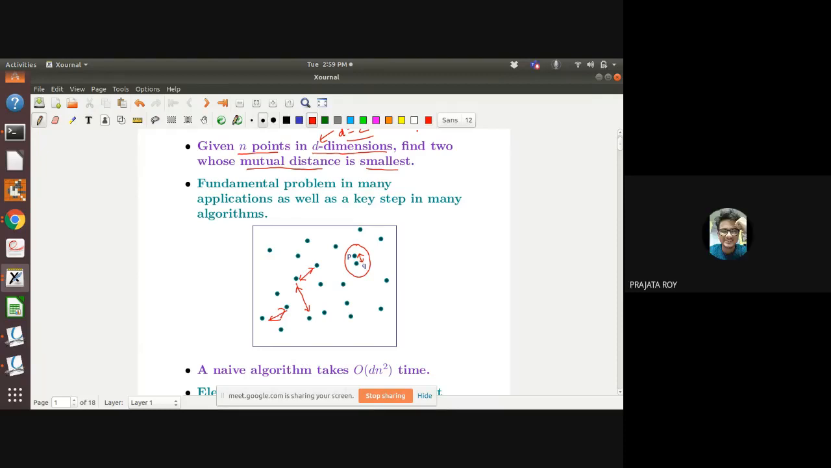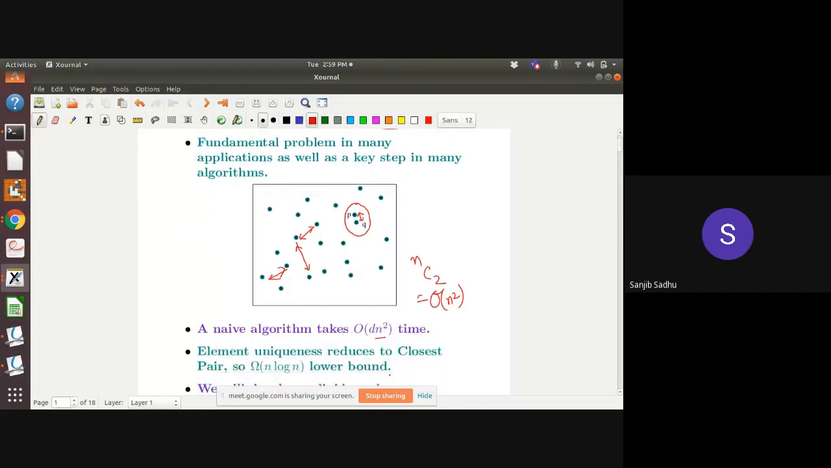Sir, n square. NC2 means n square. So if NC2 pairs are there, that means this is of order of n square. Okay, and I need to compute the distance between them, and I will compute the minimum one. Clear? So this is big O of n square time. Here d is 2, in our case d is 2. So this is O of d n square time.